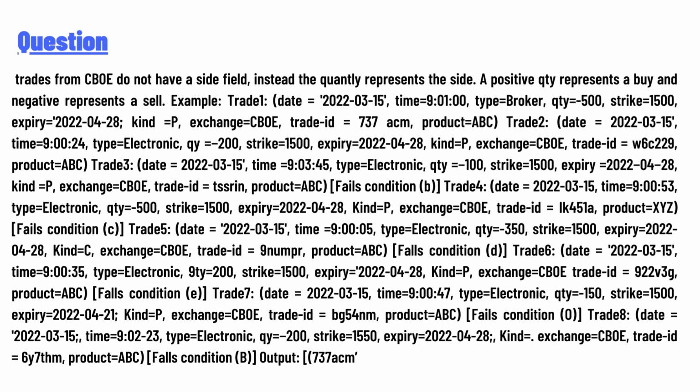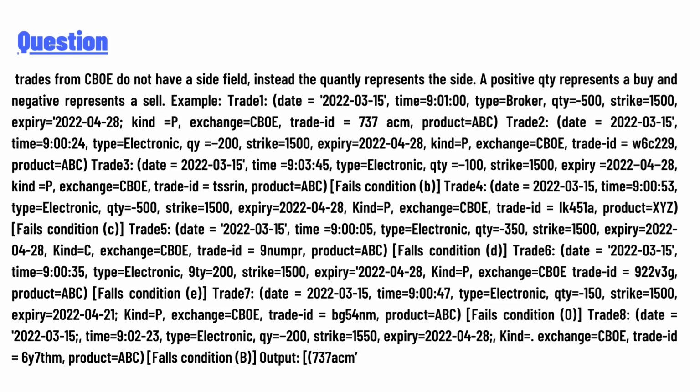TSSRIN, product ABC, first condition B. Trade 4, date 2022-03-15, time 9:53, type electronic, QTY minus 500, strike 1500, expiry 2022-04-20, kind P, exchange CBOE, trade ID IK451A, product XYZ, condition C. Trade 5, date 2022-03-15, time 9:5, type electronic, QTY minus 350, strike 1500, expiry 2022-04-28, kind C, exchange CBOE, trade ID 9 and UMPR, product ABC, first condition D.